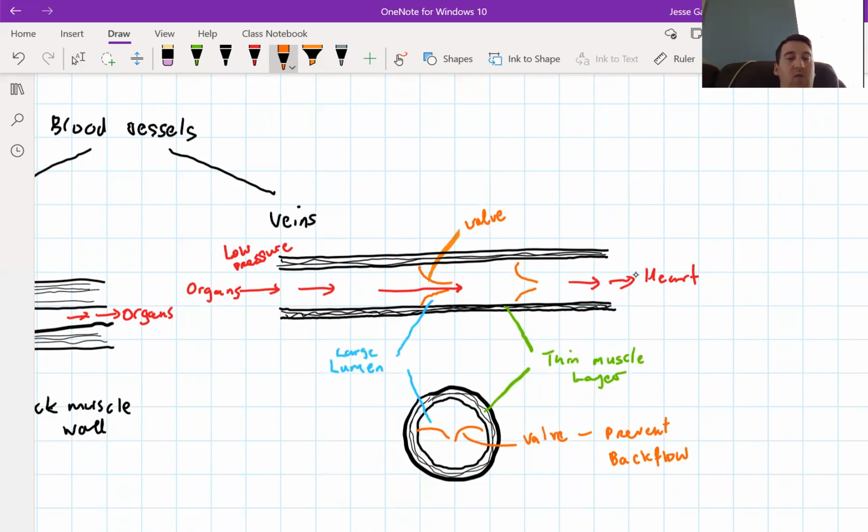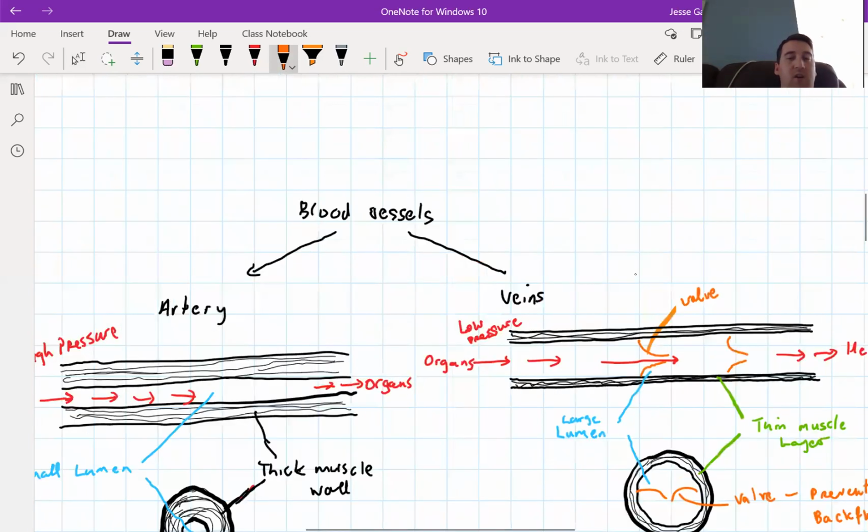And the direction of flow is from organs back to the heart. So organs on the left, flowing towards the heart on the right here. Blood's under low pressure, hasn't been pumped, moving slowly, and it needs the valves to keep it going in one direction. Now, there's one more type of blood vessel.